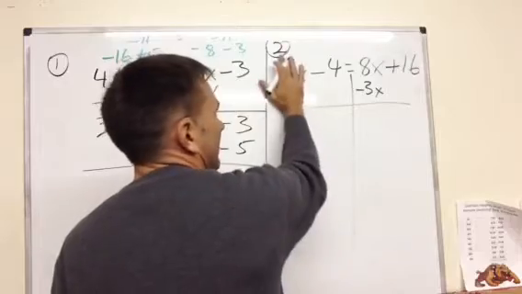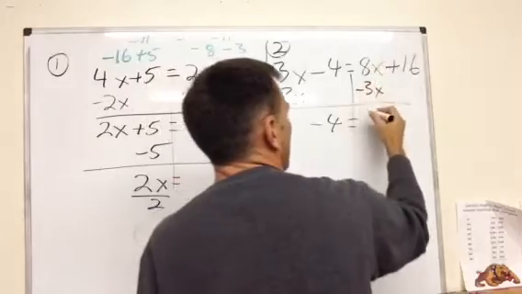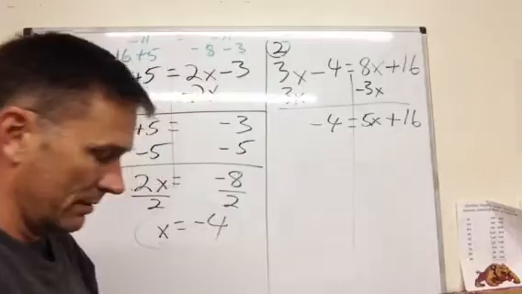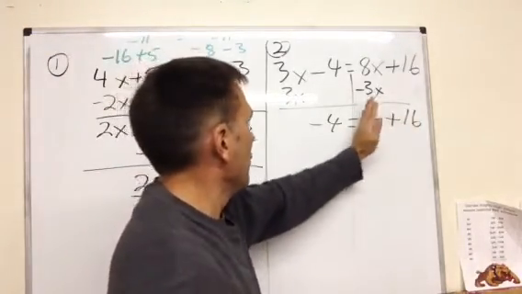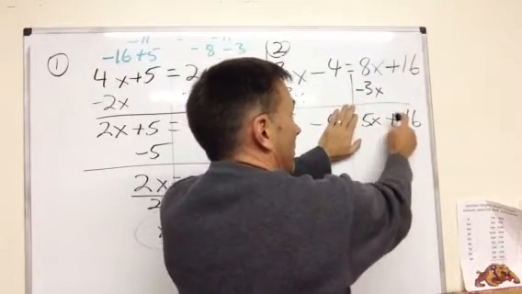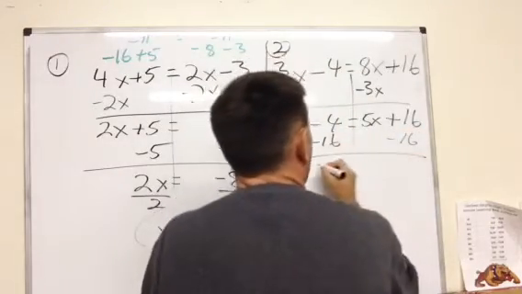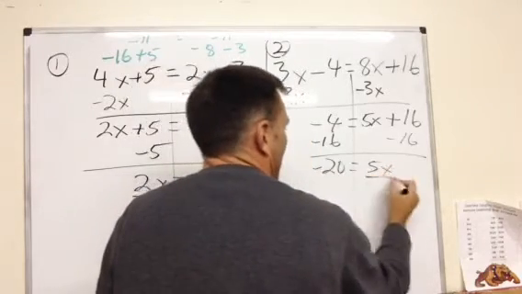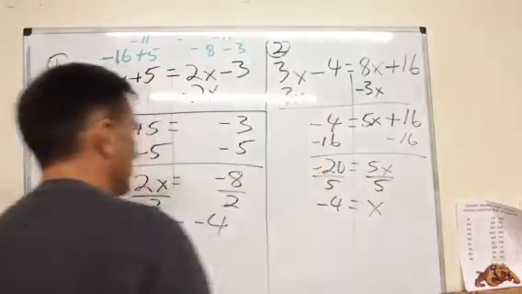3x minus 3x, this cancels. I'm left with negative 4. 8x minus 3x is 5x, and we bring down the 16. We have our variables now on the right, so we have to work with the right-hand side now. We have a plus 16, so the opposite of that is minus 16. We get negative 20 equals 5x. We divide by 5, and we get negative 4.